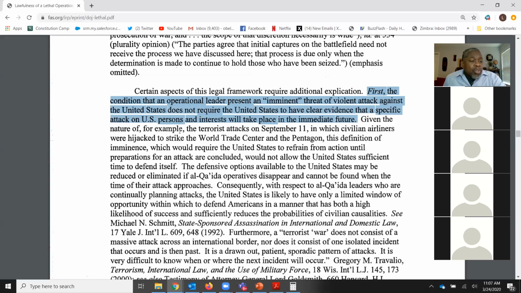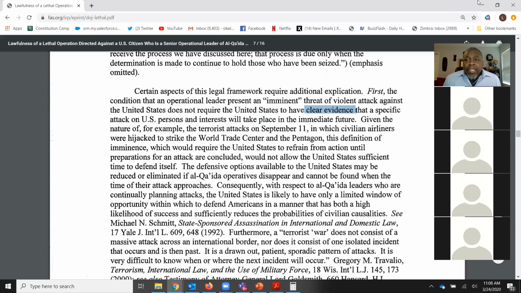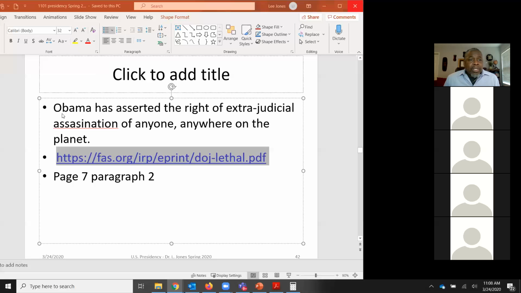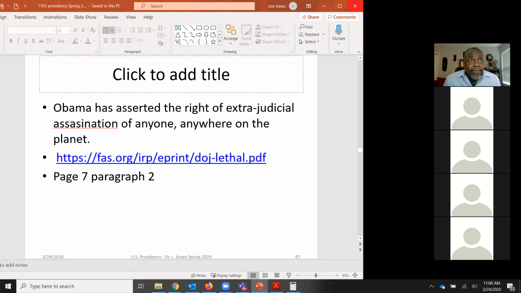Persons and interests will take place in the immediate future. What does the United States not need to have in order to engage in targeted assassination? It says it does not require the United States to have clear evidence. What do you not need to have? Clear evidence. The Obama administration then is asserting that it can engage in targeted assassination without evidence. If you don't have evidence, then what do you have?